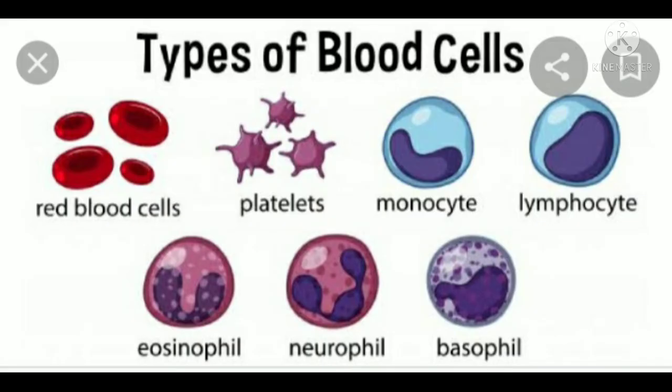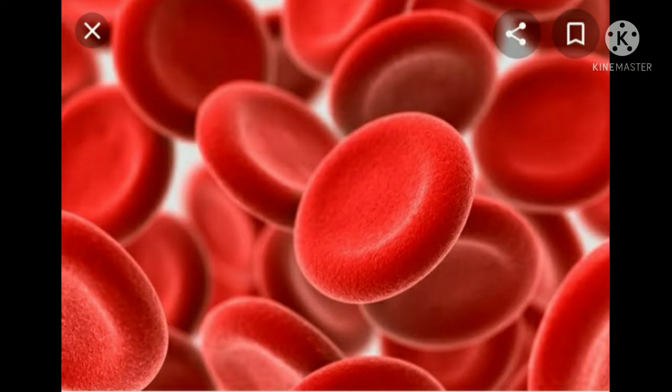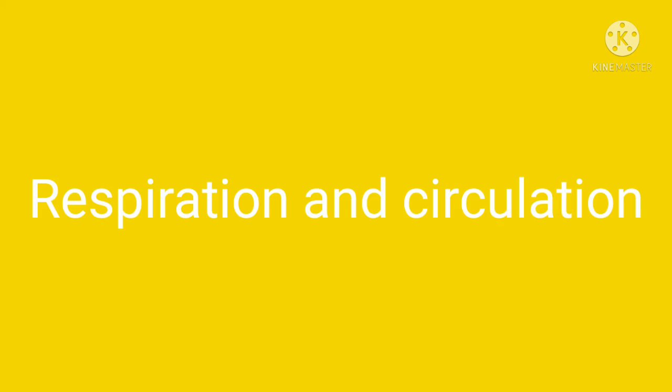These are types of blood cells. Finally, students, we completed today's topic, respiration and circulation. Now we can revise what we have learned up to this time. We have completed breathing in other animals. Respiration through trachea is called tracheal respiration. We will observe tracheal respiration in cockroaches.